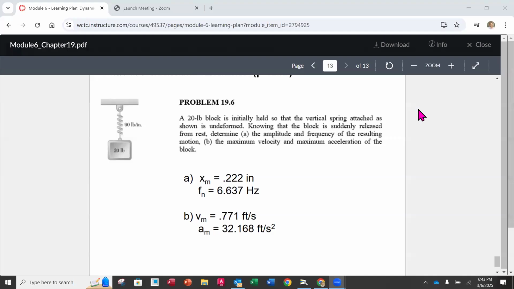Okay, so the last practice problem we're going to look at this evening is problem number 19.6, and this is found on page 1362.